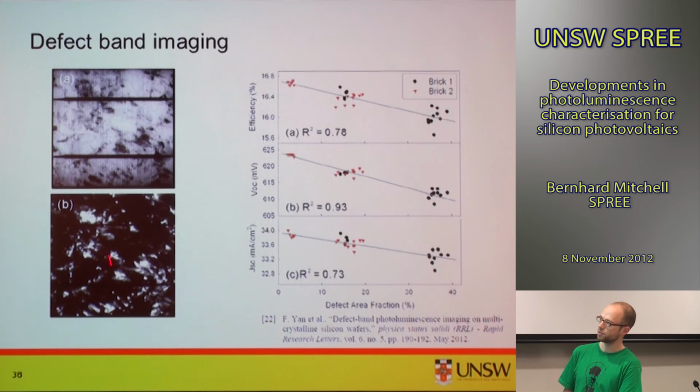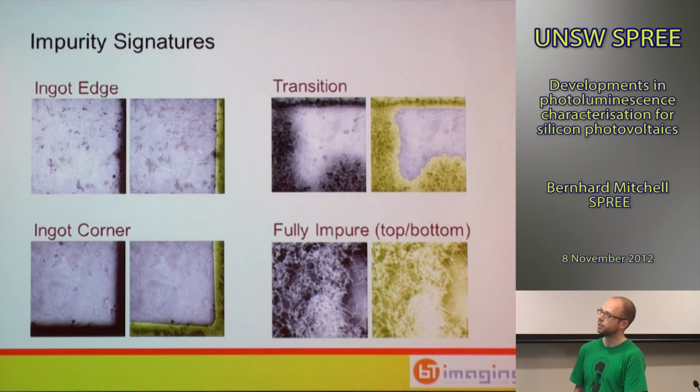Here the dislocations show up, and in the defect band image the dislocations have a low count rate. They were able to, again, correlate the defect area fraction with cell parameters and efficiency. And with the impurities, it's possible to find signatures for certain types of impurities: ingot edge, transition areas, corner areas, and fully impure areas.